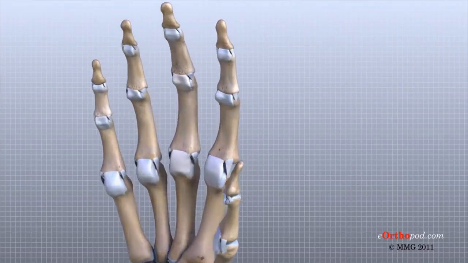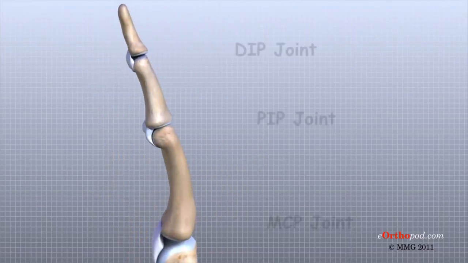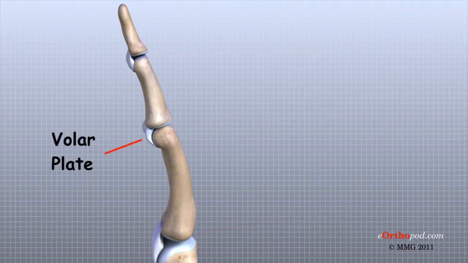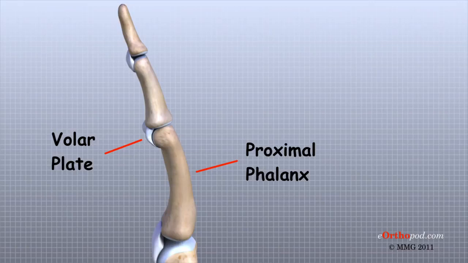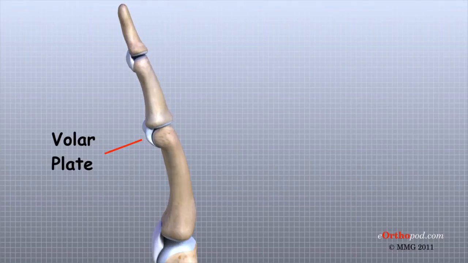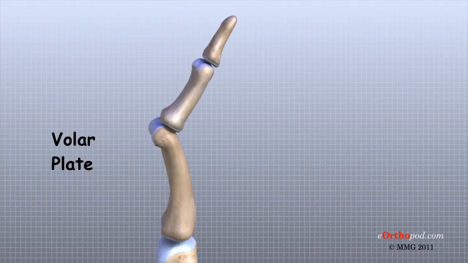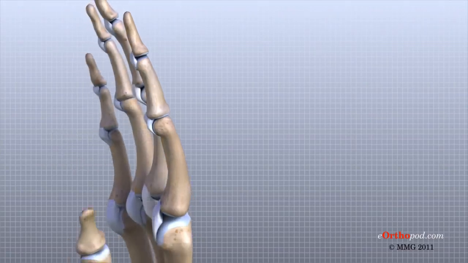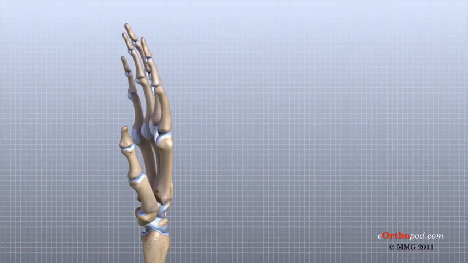In the PIP joint, the middle joint between the main knuckle and the DIP joint, the strongest ligament is the volar plate. This ligament connects the proximal phalanx to the middle phalanx on the palmar side of the joint. The ligament tightens as the joint is straightened and keeps the PIP joint from bending back too far or hyperextending. Finger deformities can occur when the volar plate loosens from disease or injury.